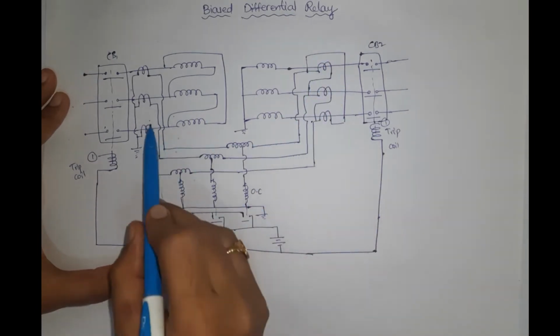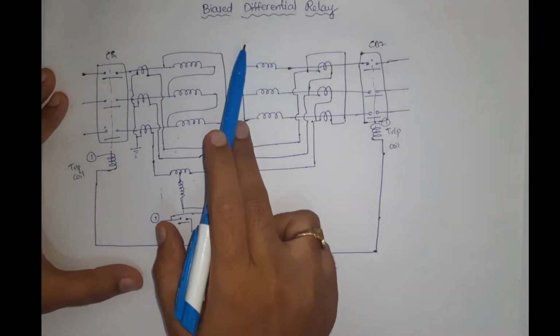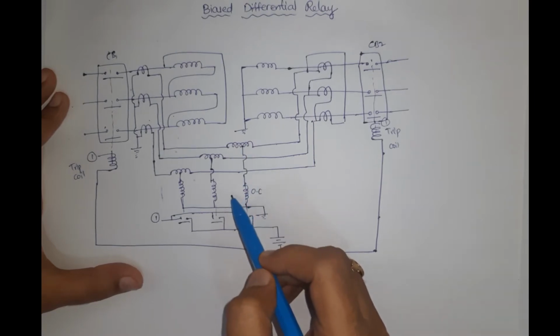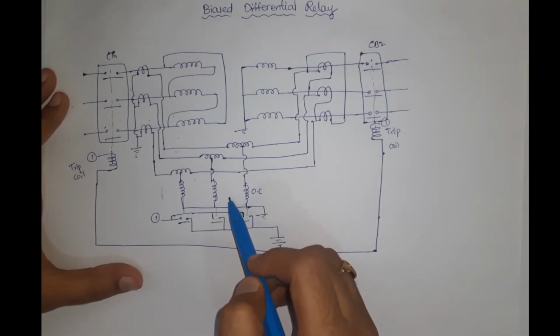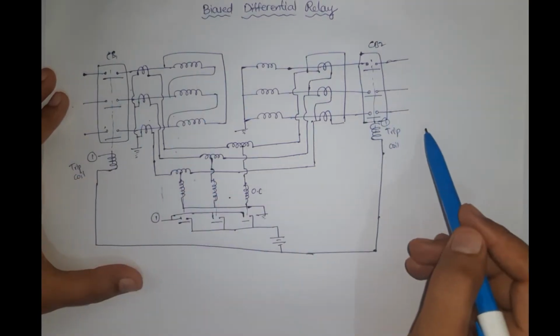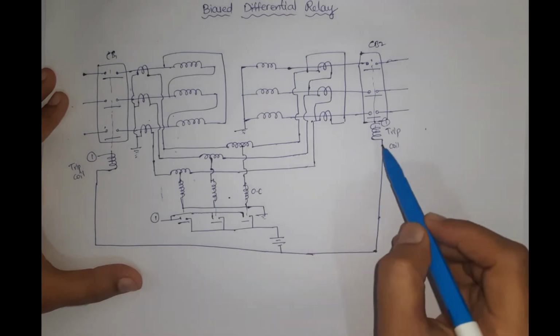And if you see from the restraining coil, it is a percentage or biased differential relay. So it contains both the coils, that is the restraining coil as well as the operating coil, right? So these are the two circuit breaker sets on both sides of the power transformer. And these are the trip coil connections.